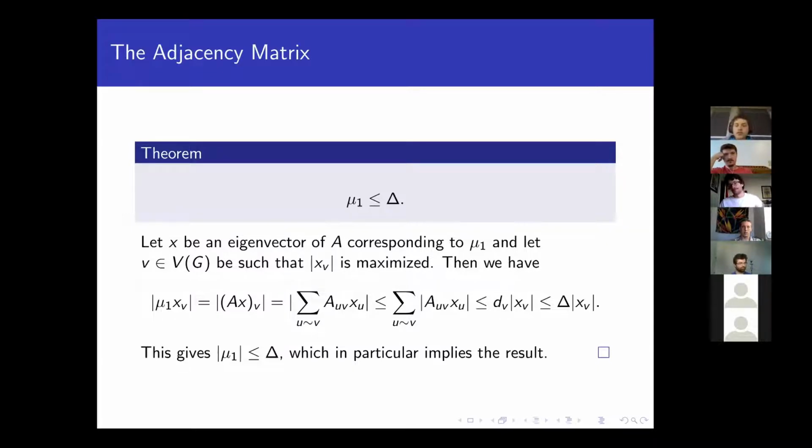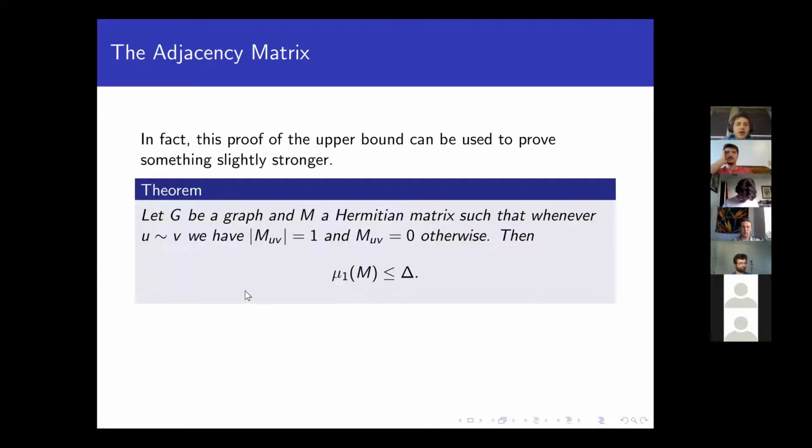Okay, cool. So now we can actually generalize this proof a little bit. Namely, the same proof applies if we don't consider the adjacency matrix, but some kind of pseudo adjacency matrix. Namely, if we look at some matrix M, which is Hermitian, and such that if two vertices are adjacent, then the uvth entry of M is equal to 1 in absolute value, and if it's equal to 0 otherwise, then the largest eigenvalue of this matrix M is at most the maximum degree of the graph. So again, the adjacency matrix is the canonical thing satisfying these conditions, because A_uv is just literally equal to 1, and it's equal to 0 otherwise.